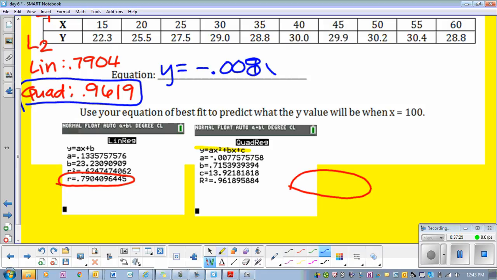x squared plus 0.715x now, right? Plus 13.922. Okay. We'll just round to 3 here.